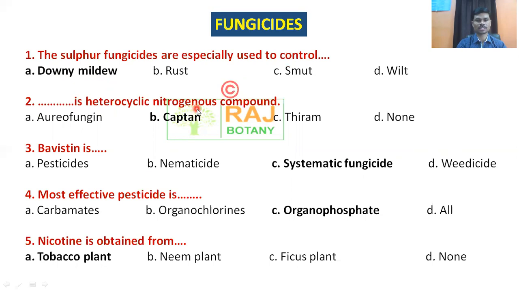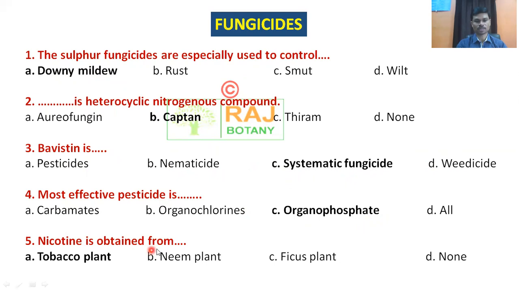Next, dash is a heterocyclic nitrogenous compound. Heterocyclic means the cycle in which at least two or more different atoms are present, called a heterocyclic compound. Here, captan is a heterocyclic compound. Bavistin is dash, whether it is pesticide, nematicide, or C, systemic fungicide, or weedicide. Bavistin is a systemic fungicide. Next one, most effective pesticide: organophosphates are the most effective pesticides.